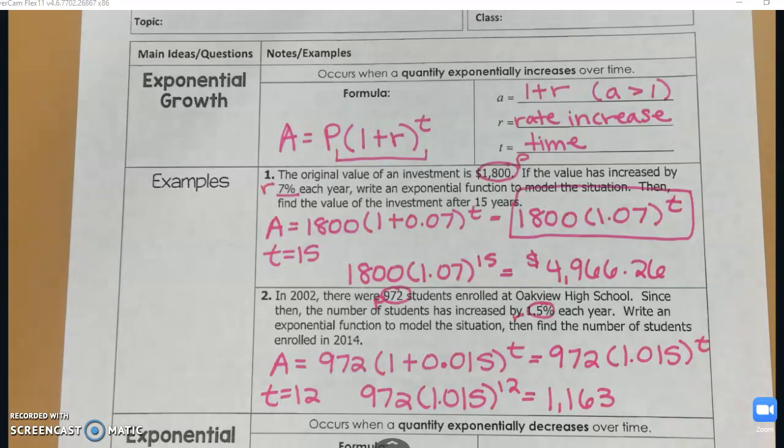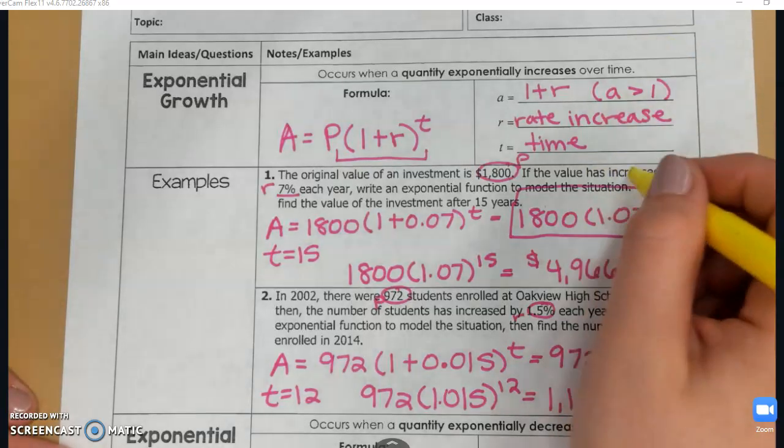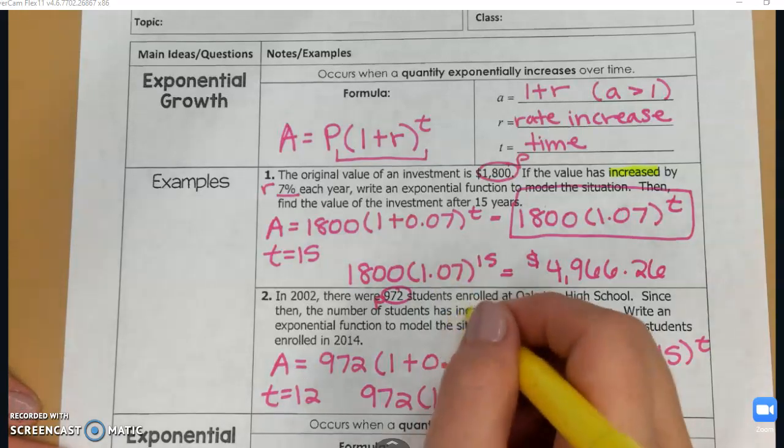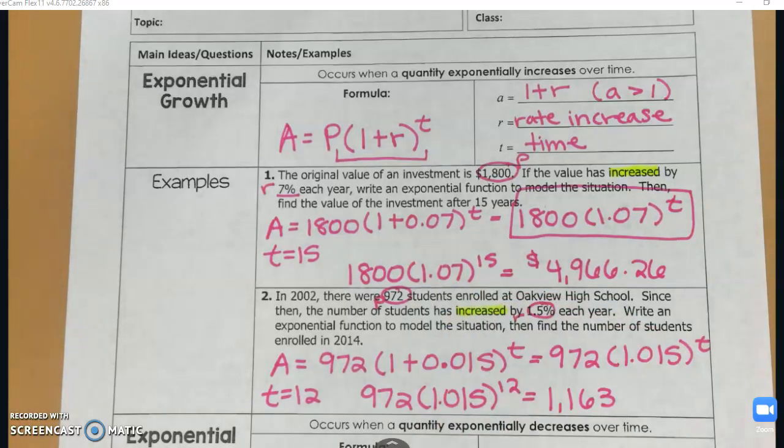So let's talk about some key words here. We obviously knew these were growth because they were sectioned that way, but one of the things you'll need to determine is whether we're looking at growth or decay based on key terms. This one says increased. So that indicated growth. Again, increased, that indicated growth. So increase, appreciate, those are keywords that tell you that we are looking at exponential growth.